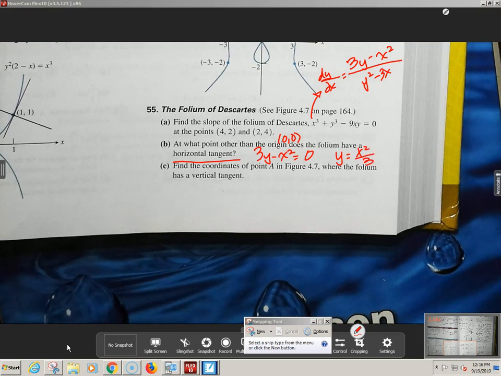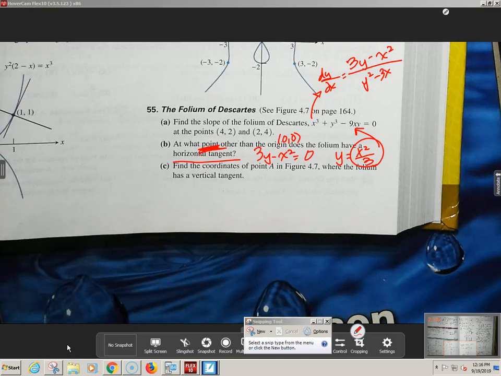Now, hold on. Why are they talking about the origin? Wait, they want points. What did you learn from what we did at the beginning of class? How do we find points? You plug it back in because we have another equation. This isn't the only thing we know. We know this is true.